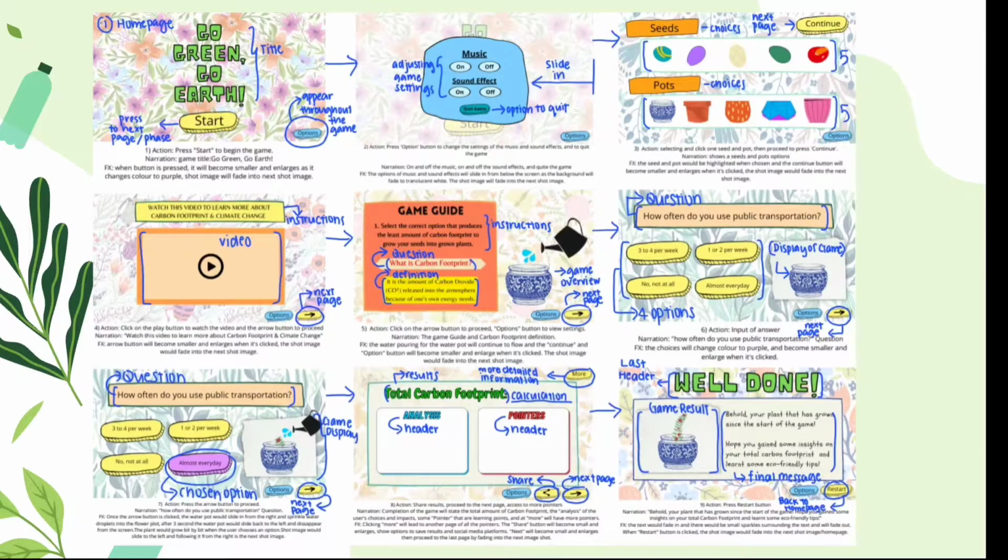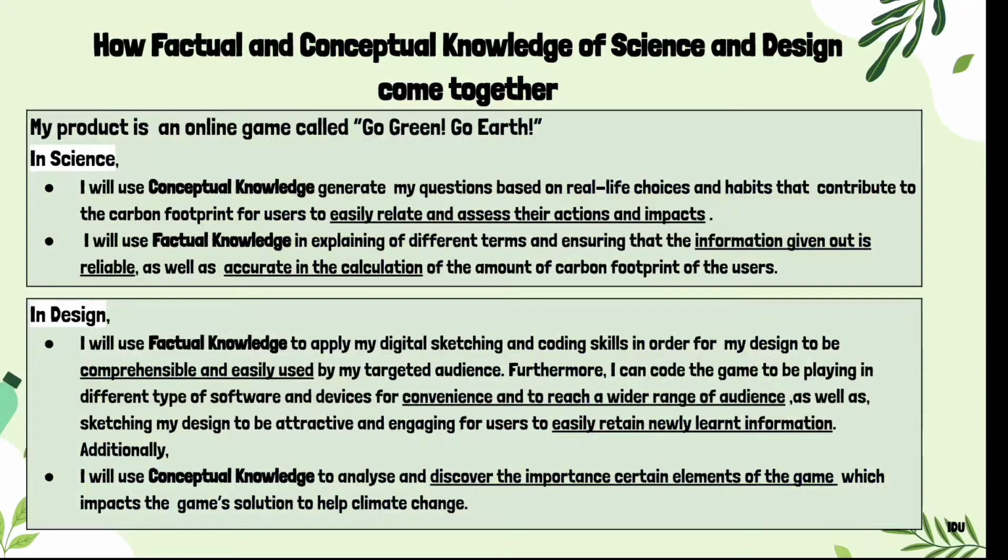This is the storyboard of my product, which is an online game called Go Green, Go Earth. In order for this online game to be successful, I would use conceptual knowledge from science to generate my questions based on real-life choices. It allows users to easily assess their actions and impacts from their carbon footprint. Additionally, I will use factual knowledge in explaining different terms of climate change and ensuring the information given out is reliable and the calculations of carbon footprint are accurate.